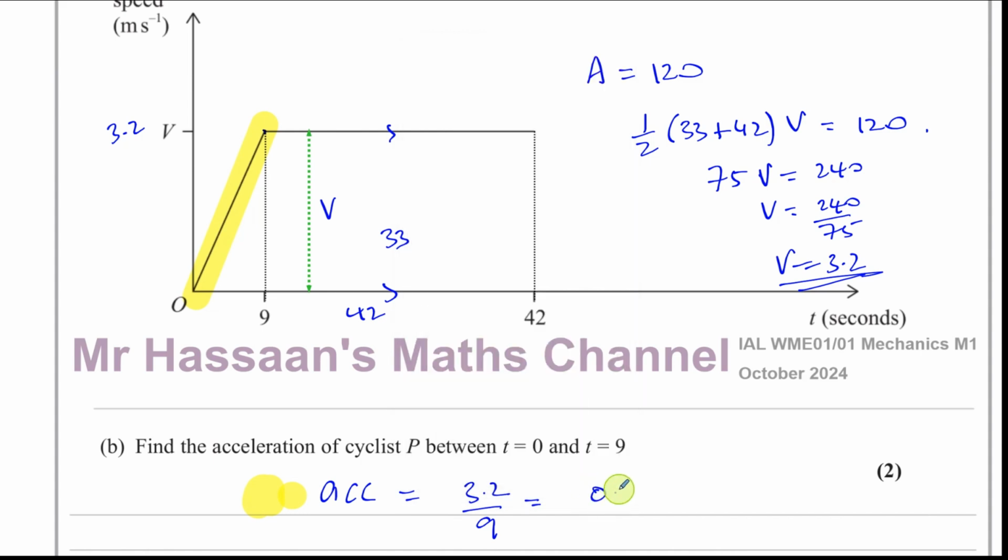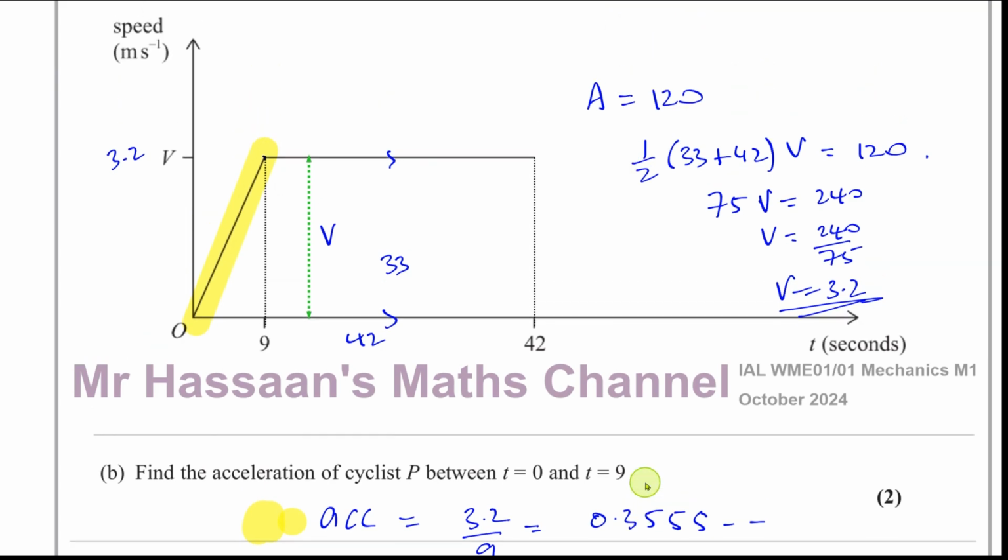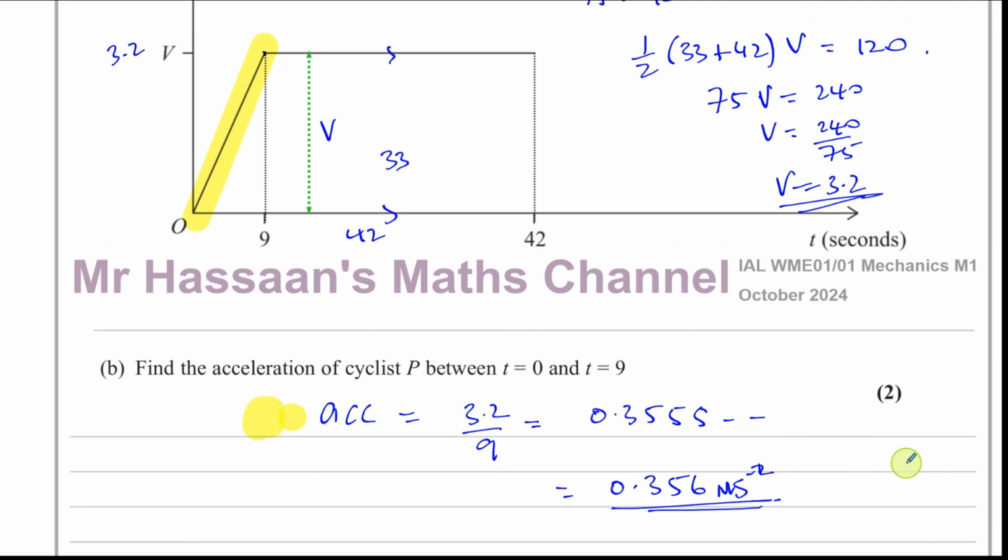0.3555 recurring. So we can write that to 3SF. So that's going to be 0.356 meters per second squared. So there's the answer to part B. So that completes A and B, and we're going to move on to C now.